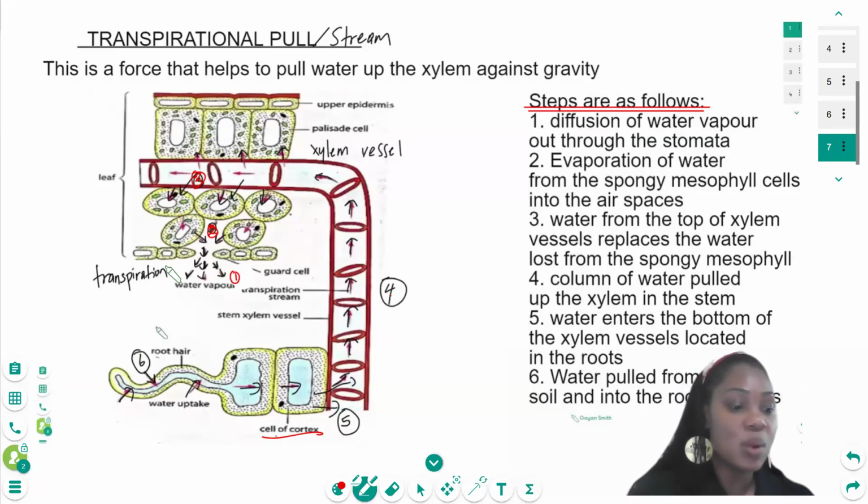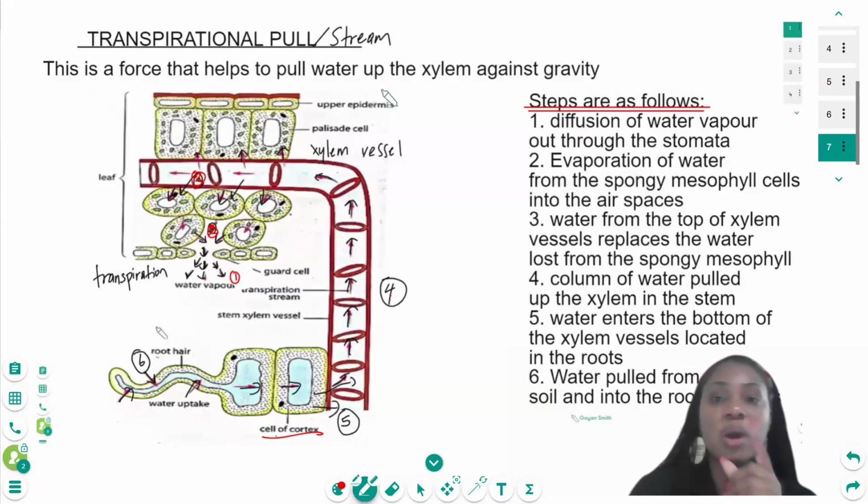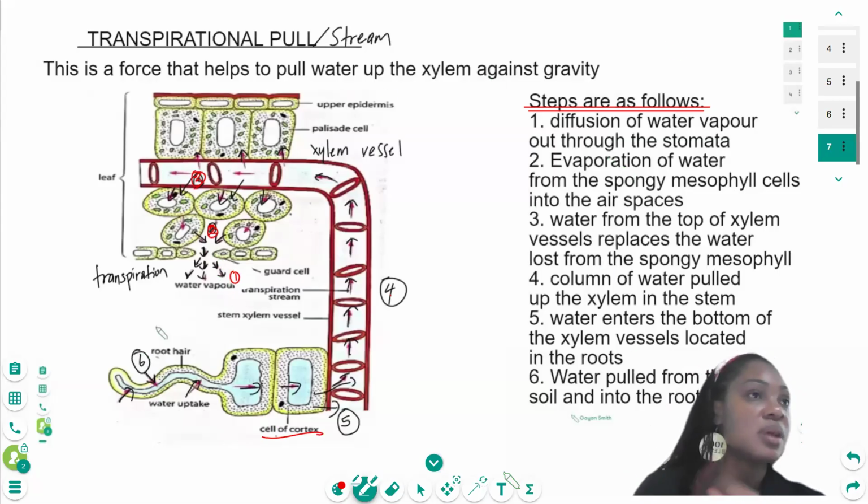Okay? So basically what I'm saying is that if you close the stomata and you cannot lose water from the pore, then the entire stream gets stopped. Okay? So what you need to copy are the steps, not the diagram. The diagram is just to illustrate what I was saying here.